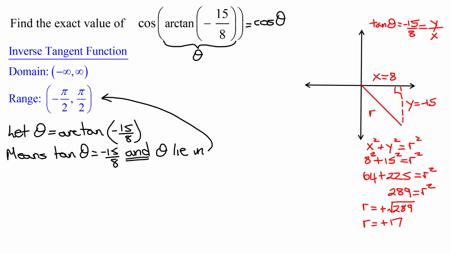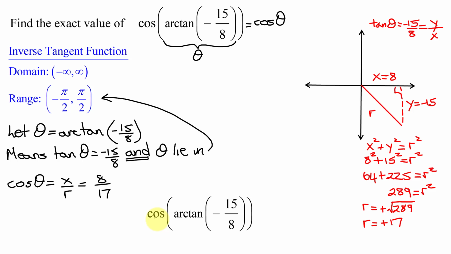So now I'm ready to solve my problem. I need to find the cosine of theta. Remember, in terms of x, y, and r, the cosine of theta is x over r. So x is equal to 8 and r is equal to 17. So the exact value of the cosine of the arctangent of -15 divided by 8 equals 8/17.